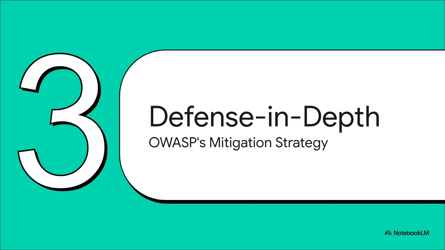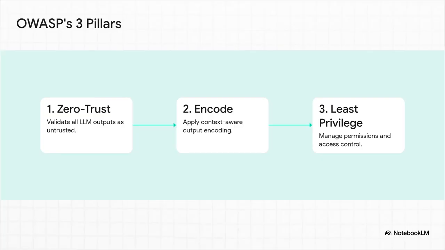Let's dig into the industry-standard recommendations from the OWASP Foundation on how we can lock our systems down. OWASP gives us a really solid 3-pillar strategy. First, zero trust output validation. You trust nothing. Second, context-aware output encoding. You make sure the data is safe for wherever it's going. And third, privilege management. You limit what the LLM can actually do.